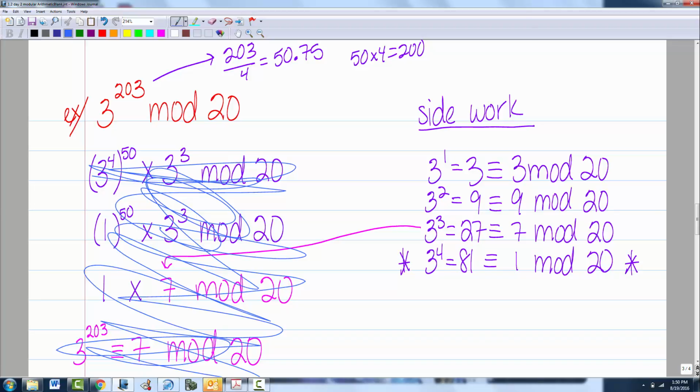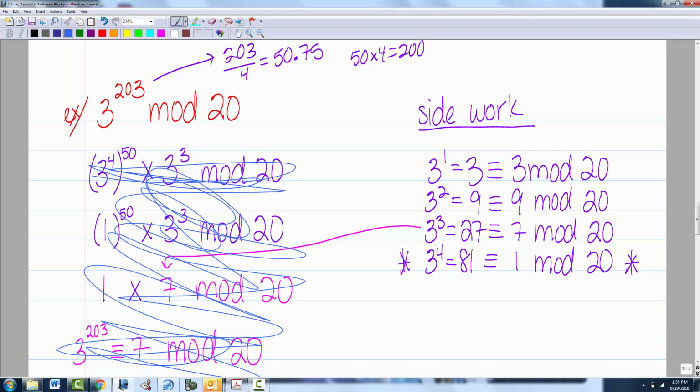1 mod 20. 3 to the third is 27. 27 equals 7 mod 20. Why? 20 goes into 27 once with a remainder of 7. That's why it's 7 mod 20. Now, 3 to the fourth. Yes, I expect you to be able to do that without a calculator.